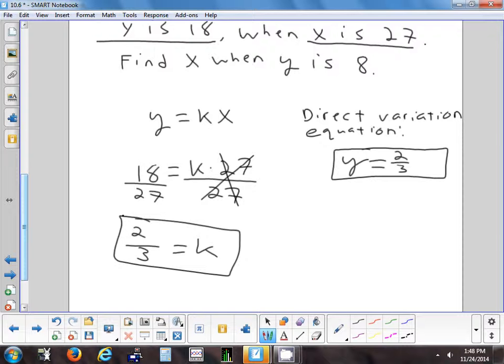Y equals kx. So in your final answer, you leave the y and the x there. You just fill in what you found for k. Once you do that part, now we can answer this question. Find x when y is 8. When y is 8, what are we going to do with that 8? Plug it in for y.